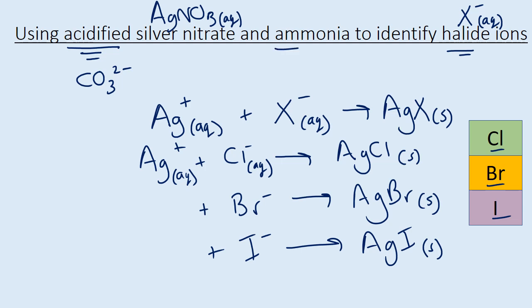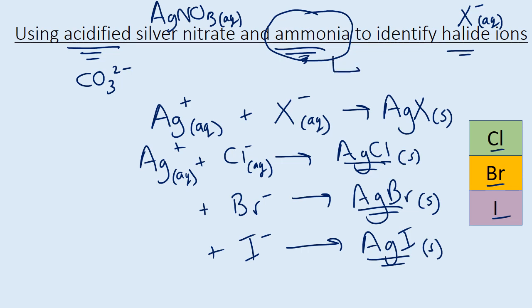The only new bit for us is this use of ammonia. Now, the reason being is, in reality, trying to distinguish between a white and a cream precipitate is quite difficult. You may hold up a cream precipitate to someone and one student might call it yellow, the next student might call it cream, someone else might call it white. So they are quite difficult to distinguish between. And you can use ammonia to do that.